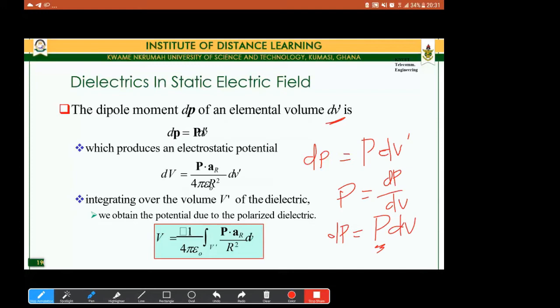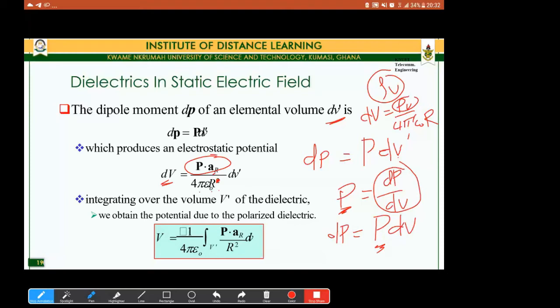Now the polarization vector will produce an electrostatic potential. Think about rho V, which is the volume charge density. If you want to look at the electrostatic potential relative to rho V, then dV equals rho V divided by 4 pi epsilon naught R. Please, this is a mistake, not R squared, it should be R. So in the same way, if you replace this rho V by P, the polarization vector, in the direction aR, where aR here is a unit vector, then you have P divided by 4 pi epsilon naught R, which is the electrostatic potential.